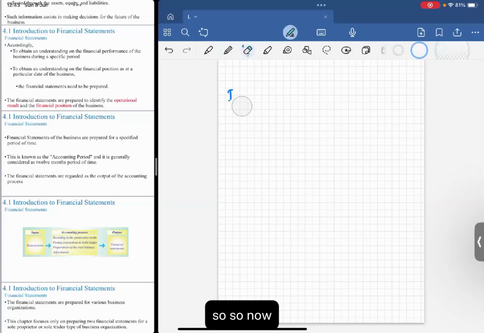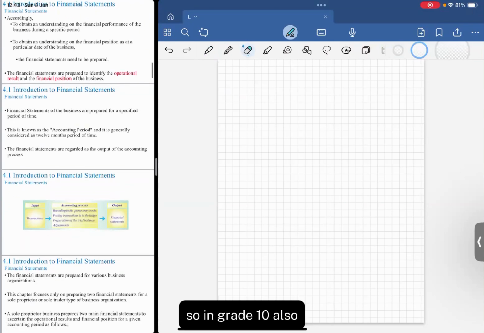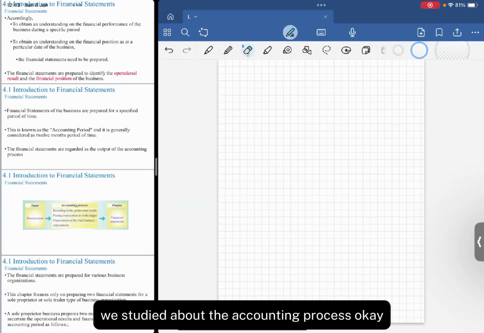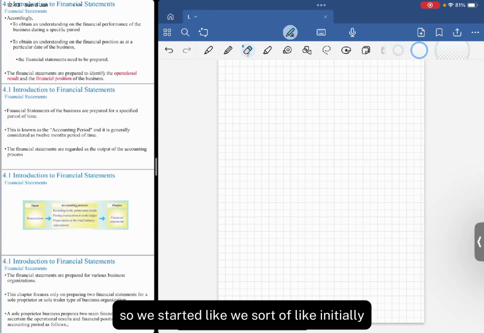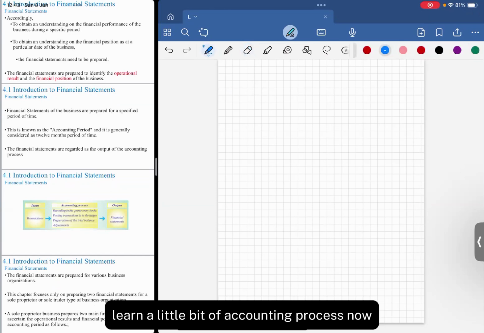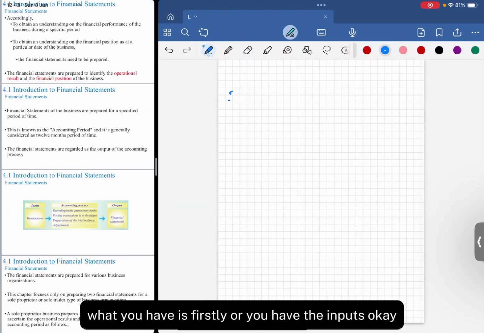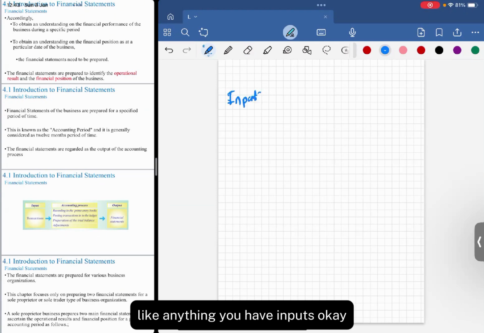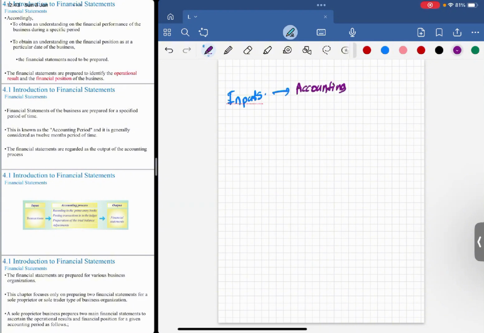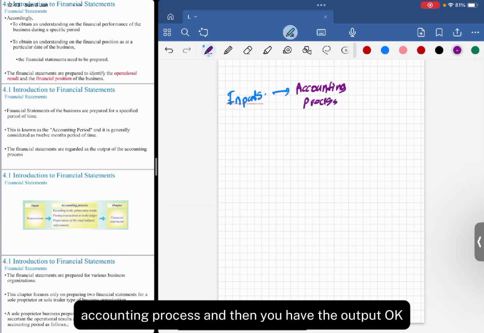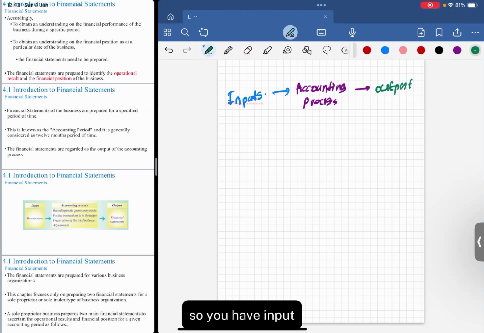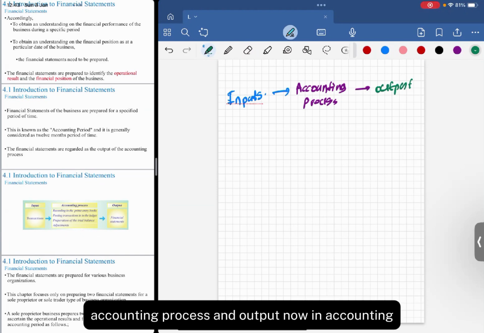So in grade 10 also we studied the accounting process. We initially learned a little bit of it. In accounting, firstly you have the inputs, then you have the accounting process, and then you have the output.